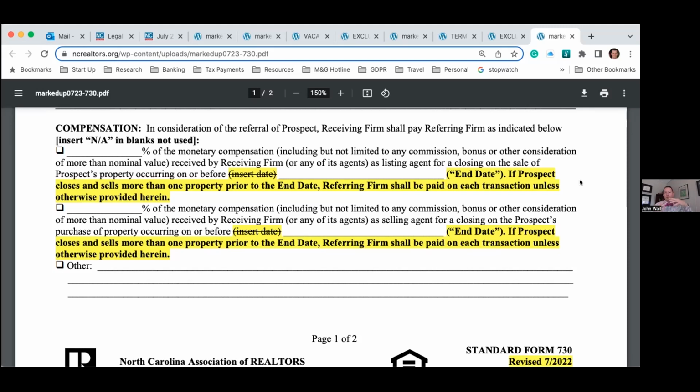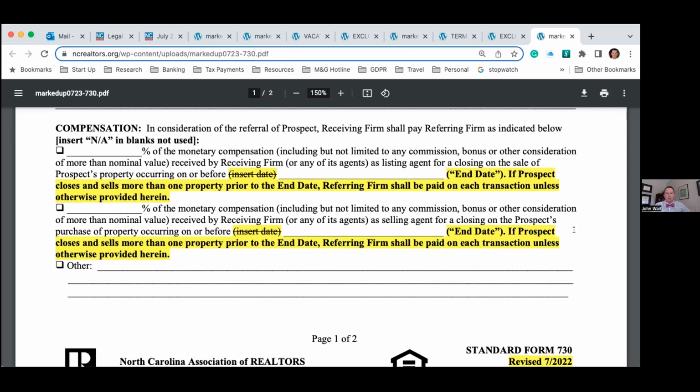Anyway, there's a question or an issue with what happens if the person you're referring to the other side closes on more than one property prior to the end date. And nobody knew because there's nothing in here that talks about that, but it was happening often enough that it was something that needed to be clarified. So the default is that if a prospect closes on more than one property, then you are going to get paid on both sides for both transactions. That's the default. If you want something else, there's an other box down here. You fill it out that way and specify exactly how it's going to be.